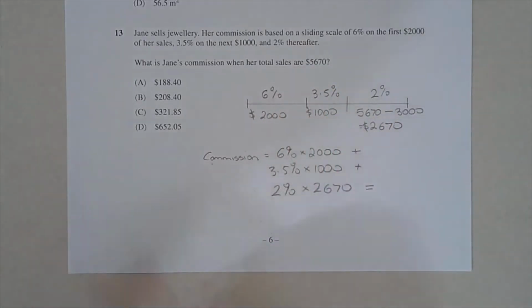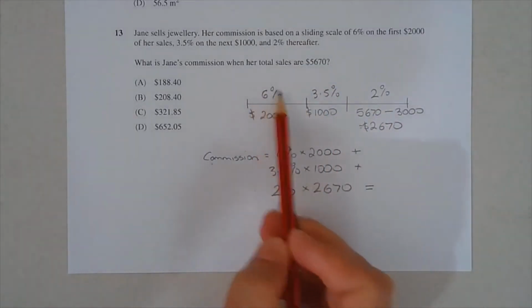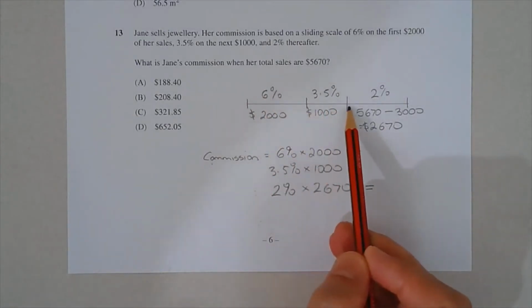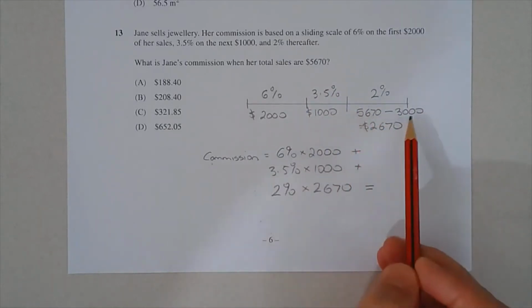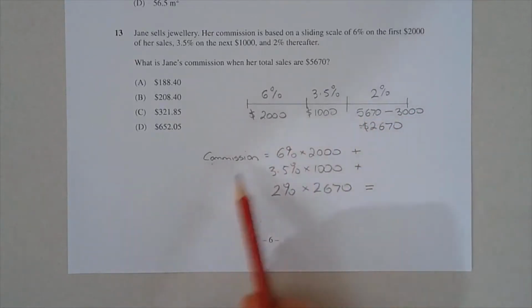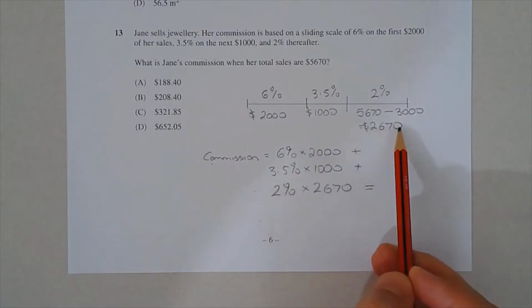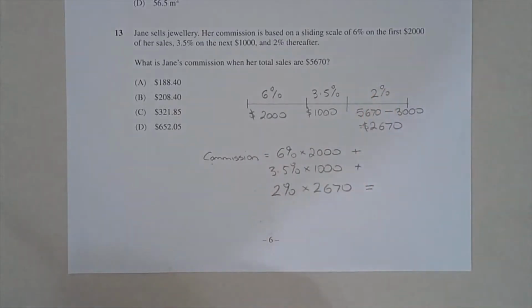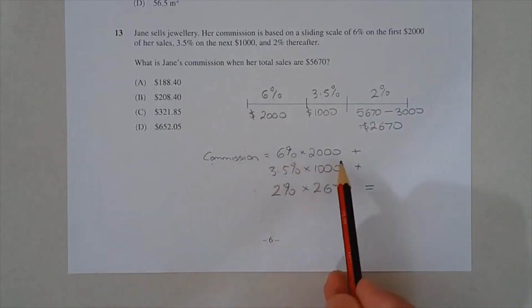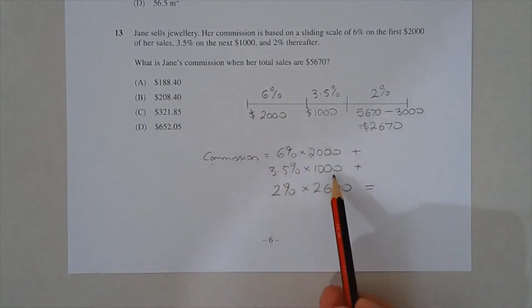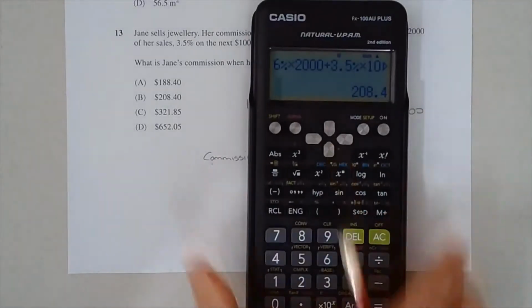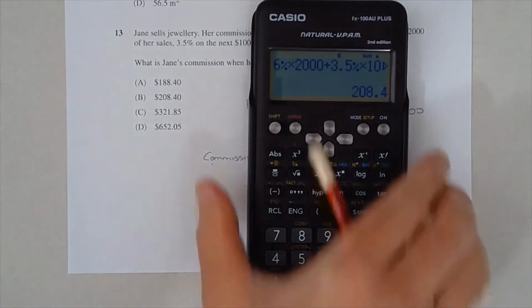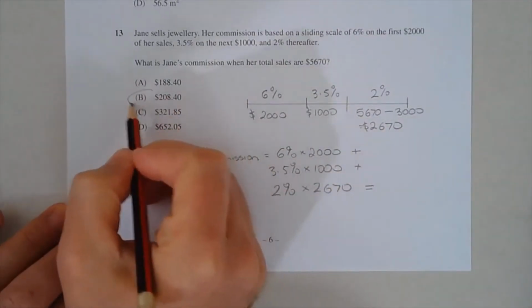three tiers. So the first $2,000 attracts 6% commission. The next $1,000 attracts 3.5% commission, and the balance is found by subtracting 3,000 from 5,670. So this 3,000 is obviously 2,000 plus 1,000, and that gives us a balance of $2,670, and that attracts a commission of 2%. So her total commission is 6% of $2,000 plus 3.5% of $1,000 plus 2% of $2,670 to give us a grand total of $208.40. So it's option B.